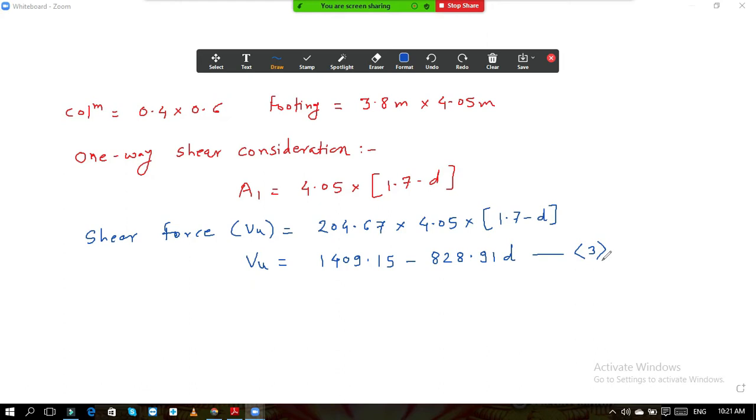After that we will see the shear resisted by concrete. As we know, shear resisted by concrete is equal to tau c b d. This is the formula to calculate the shear resisted by concrete. The first thing is we need to calculate the value of tau c, which we have already calculated. Tau c is equal to 0.25 under root fck, so 0.25 under root 20, and that value comes out to be 1.118 Newton per mm square.